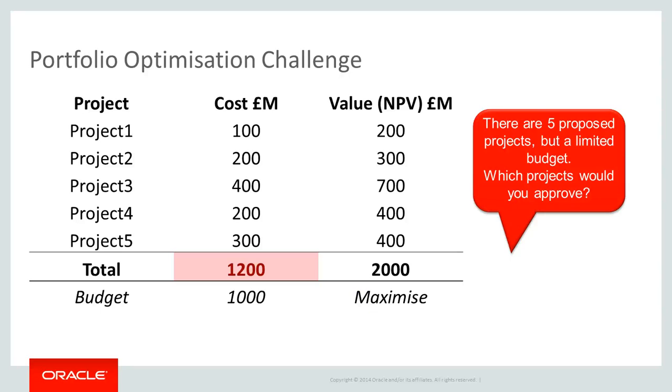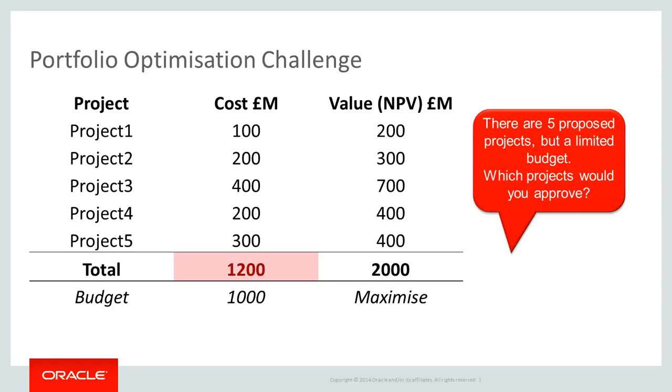Okay, so here is our portfolio optimization challenge. Your aim is to try and complete this challenge within 1 minute. Just to outline the problem first of all, you can see there are 5 projects. We can see the cost for each project, and we can see the value, net present value for each project.